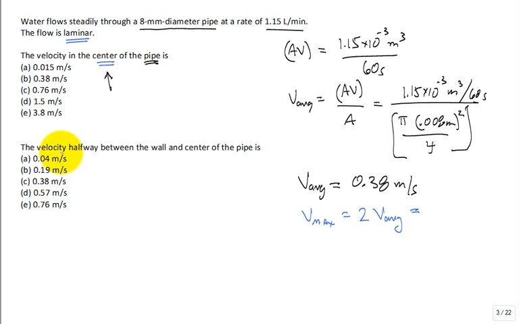What is the velocity halfway between the wall and the center of the pipe? Halfway between the wall and the center of the pipe. How long should we give you? 3 minutes? 4 minutes? There you are. Put it in. We're done, right?